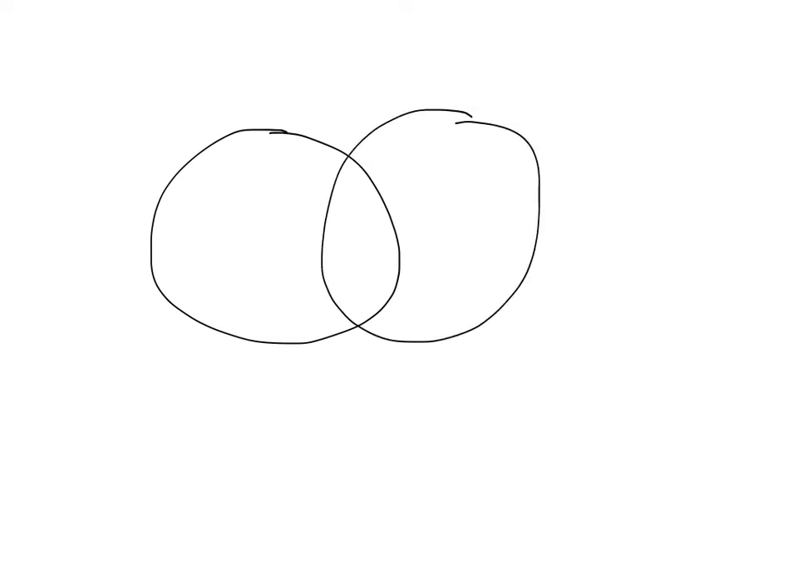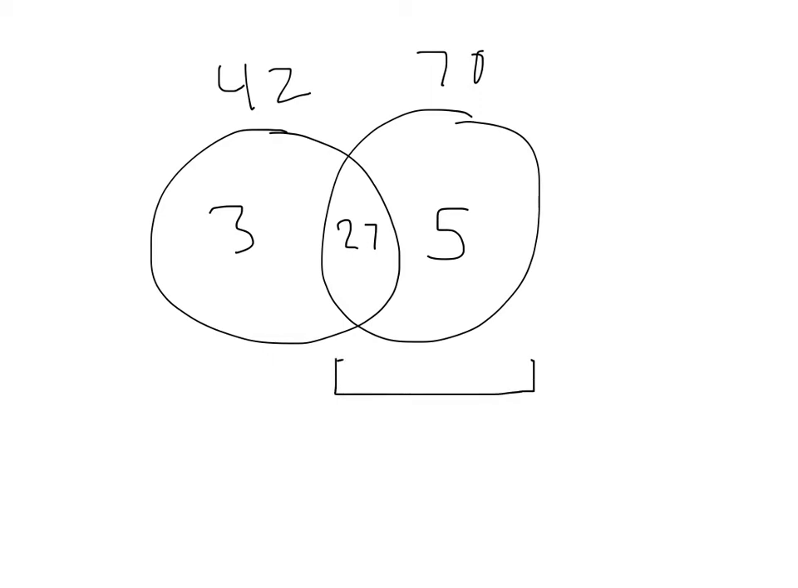Question 3 has a Venn diagram. And again, I just showed you this today, how to use these, with 3, 2, 7, and 5. It says use the Venn diagram to find the least number that has 42 and 70 as factors. 42, 70. So you should be able to tell automatically that this side over here is 70. 2 times 7 is 14. 14 times 5 is 70. So those are the numbers that make up 70.